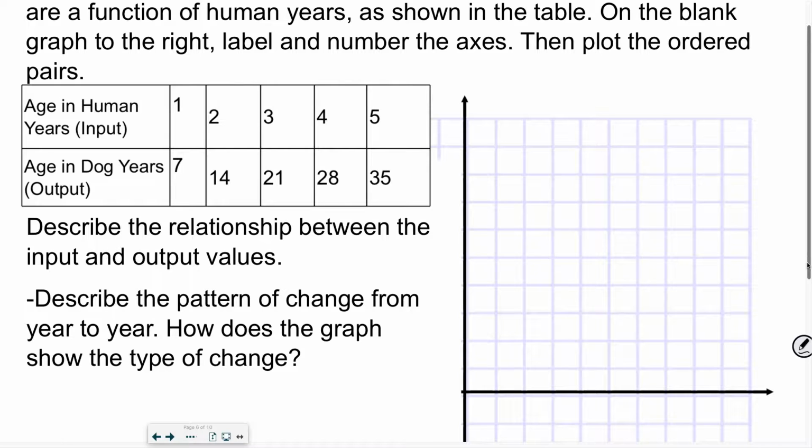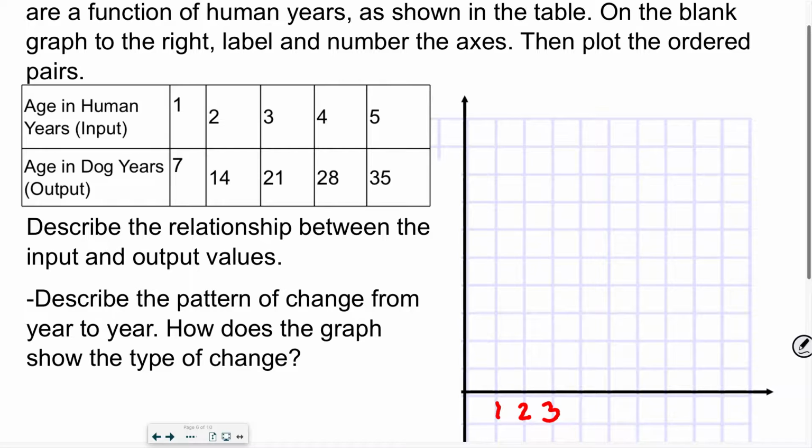Plot the... Okay, we can plot the 1 and the 7. If the input was 0, what would the output be? 0. How do you know? Just common sense, how do you know? Because both are zeros.